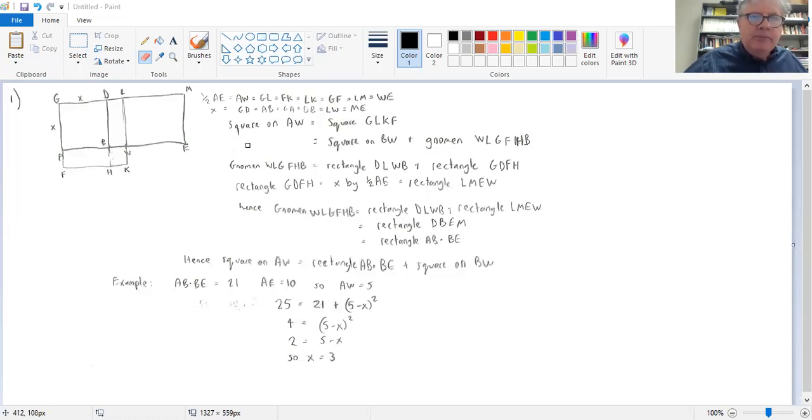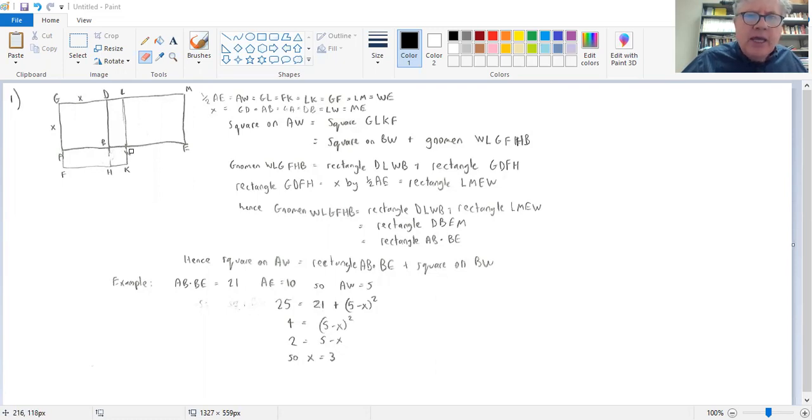Okay, so we do that. So half AE is the same thing as AW, it's the same thing as GL, FK, LK, GF, LM, and WE. And X is going to be GD. It's going to be this little side of the square here, GD and GA.